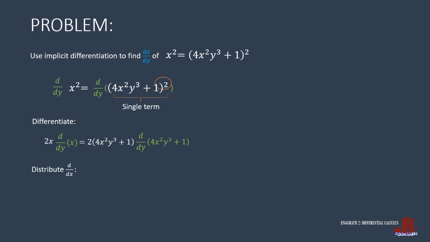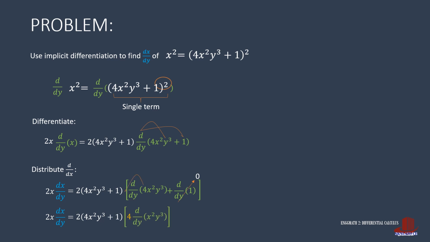Distribute d over dx on the terms in the binomial to get 2x dx upon dy as equal to twice of 4x squared y cubed plus 1 with the derivative of 4x squared y cubed, and also the derivative of 1. The last term ends as 0. Then we move the constant before the derivative. So the outcome is 2x dx over dy as equal to twice of the original binomial with 4 times the derivative of x squared y cubed.